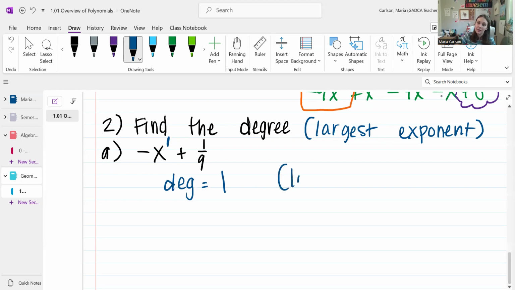This is a linear polynomial because it has a degree of 1. All right, so you might just want to make a note. Negative x is the same thing as negative x to the first power.